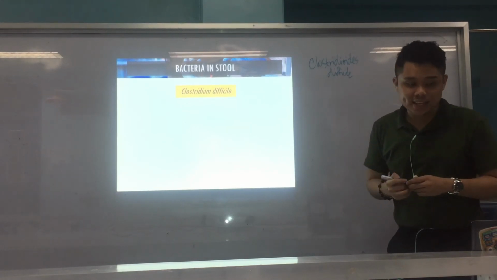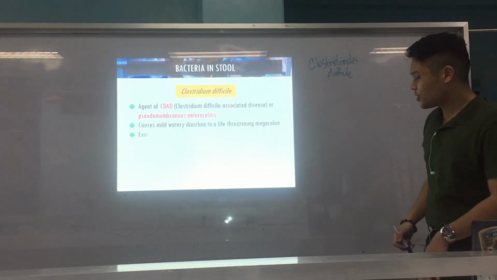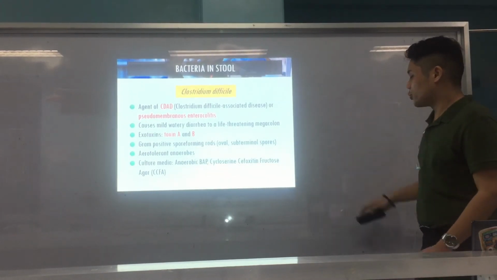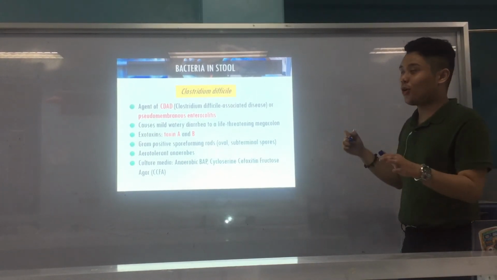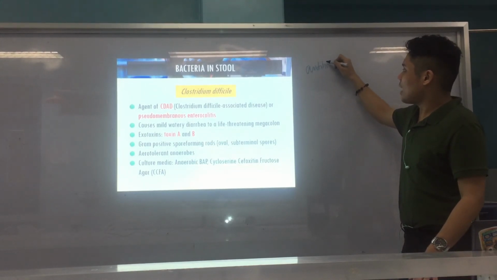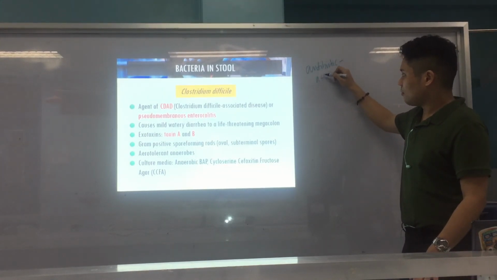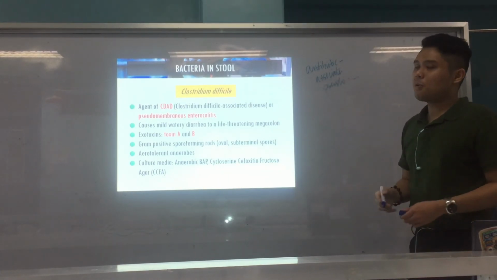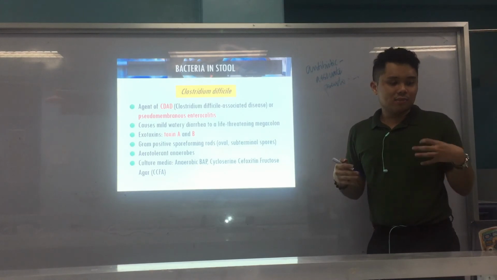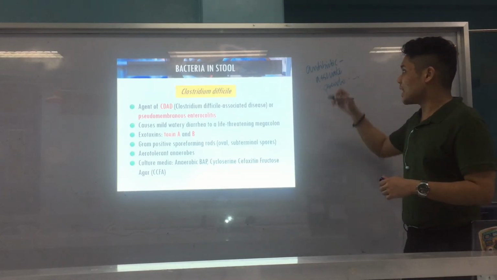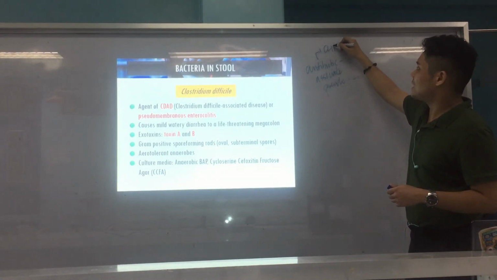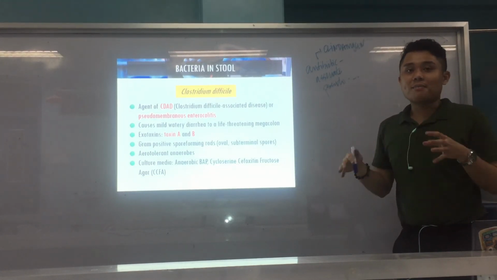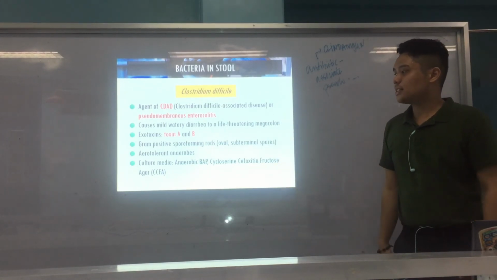So it's a gram-positive organism. Again, it's considered to be an agent of Clostridium difficile associated disease or pseudomembranous enterocolitis or antibiotic-associated pseudomembranous colitis. So, nag-pseudomembranous colitis ka due to intake of antibiotics. And kung saan na antibiotic, clindamycin. Diri si clindamycin, because of too much clindamycin ga take. Produces exotoxins A and B.